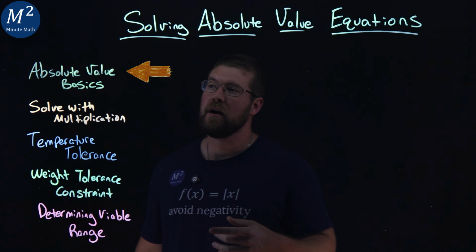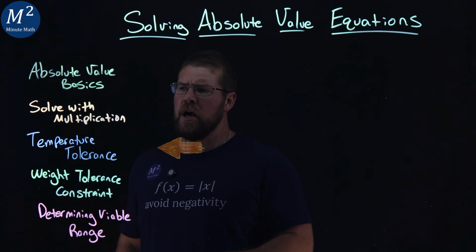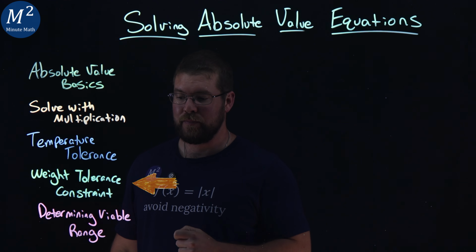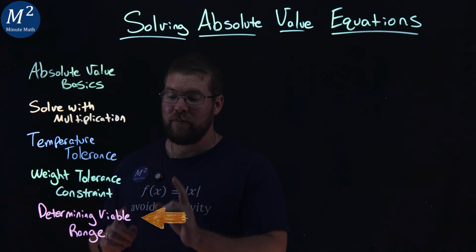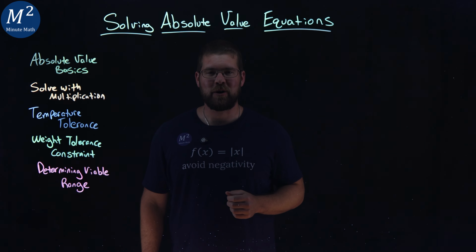In this video, we're going to talk about the absolute value basics. Then we're going to solve with multiplication. We have a temperature tolerance problem. We have a weight tolerance constraint problem. And lastly, we'll be determining viable range. And so, when you're ready, let's get started.